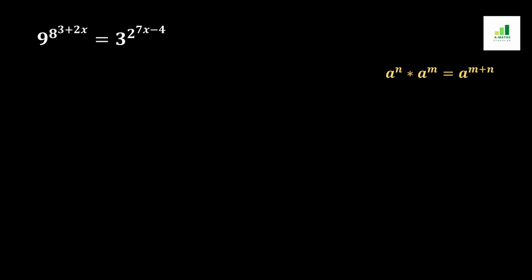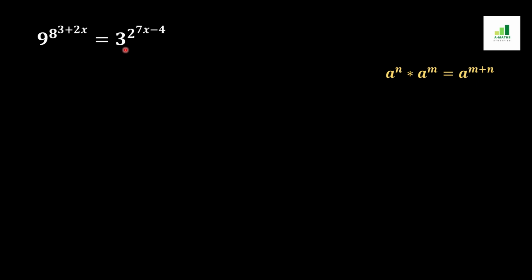Welcome to AMS. Today in this video we are going to solve a question, and the question is 7 to the power 8 to the power 3 plus 2x is equal to 3 to the power 2 to the power 7x minus 4. You can see that this is our given question, and this question belongs to the rising in power type, and we will solve this question for the value of x.